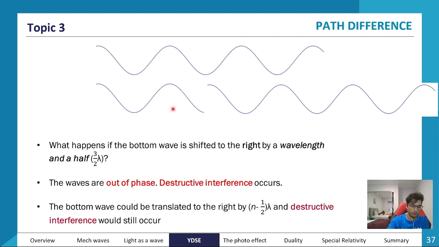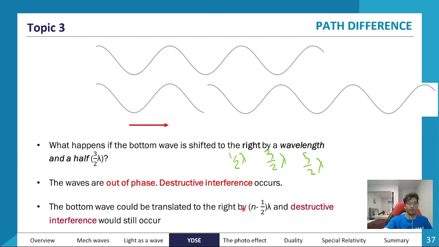Essentially, every time we move a wave by n minus a half wavelength, it's creating destructive interference. When we moved it by half a wavelength, that created destructive interference. When we moved it by 3 on 2 wavelengths, again, that was destructive. If we continue the pattern, 5 on 2 wavelengths is also destructive, and so on and so forth. And it's given by n minus a half.